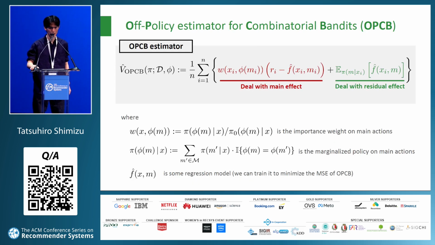Then, coupled with these key ideas, we propose a new method, the orthopolicy estimator for combinatorial bandits, OPCB, where the OPCB estimator consists of 2 terms. The first term deals with the main effect by using importance weighting defined on the set of the main actions, which is much more compact compared to the set of the combinations of items. And the second term deals with the residual effect using the regression model F hat.